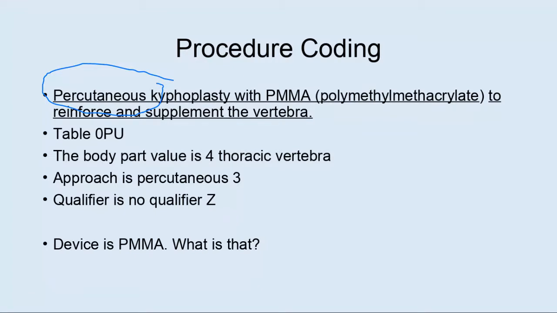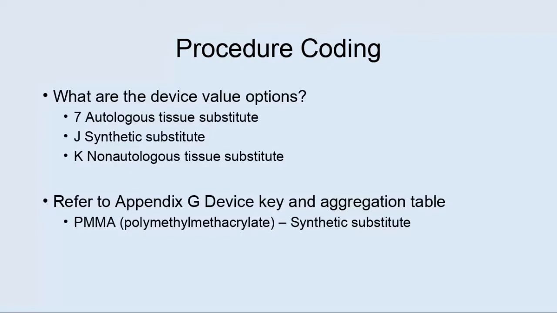Well, we have a way to find that out. So we have the table 0PU, 4, 3, and Z, and we just want to know what to use for the device. So what are the possible devices to choose from? We have 7 autologous tissue, J synthetic tissue, K non-autologous tissue. So there's an index, there's an appendix for this too. Appendix G, device key and aggregation table. If you look in that table, you can find PMMA and it says use synthetic substitute. Now we thought that was what it was, but maybe we weren't so sure. So now we know for sure. This confirms that it's synthetic tissue.